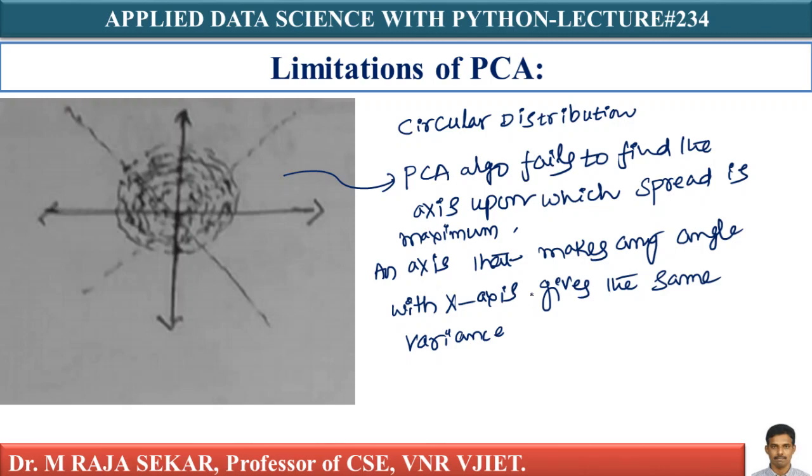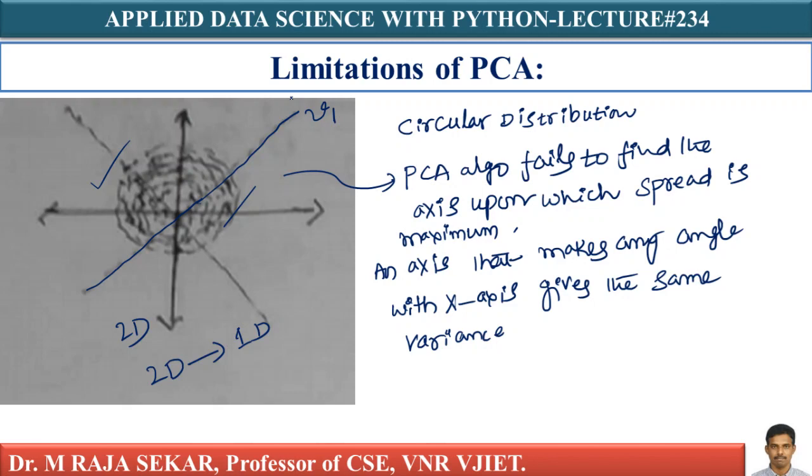PCA fails means, let me repeat this concept. Suppose my data set looks like this, of course I only look at 2D, because it is easy to understand. Suppose I want to project data from 2D to 1D. That's my idea, isn't it? Let's assume my data set looks like this, and let's assume this is my V1.